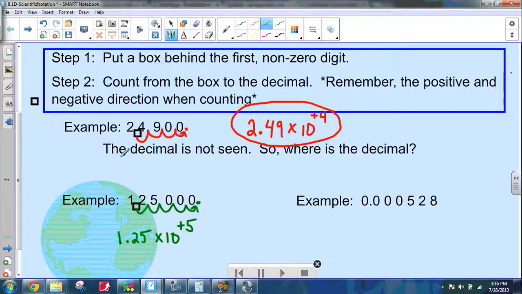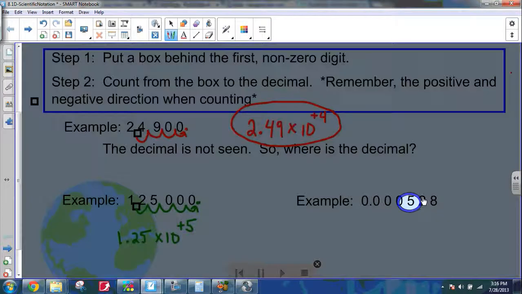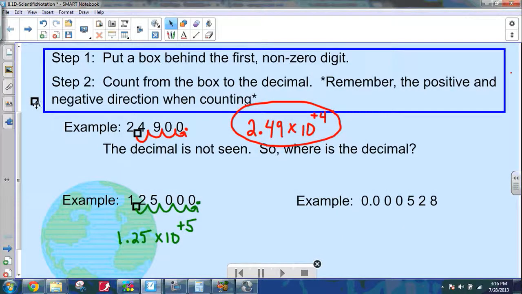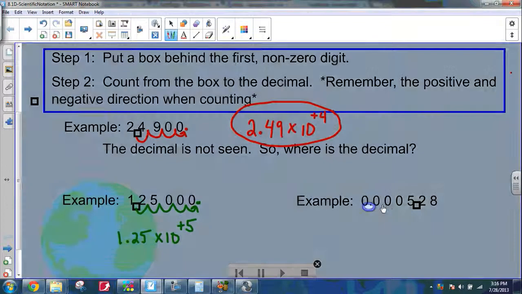All right, let's look at our last example. Let's find our first non-zero digit. When we start looking at the number, the first non-zero digit we saw was 5. So our box needs to go behind that 5. And now we need to count from the box to our decimal. Well, do you see a decimal? Yes. The decimal is right there. So we need to count from our box to that decimal.